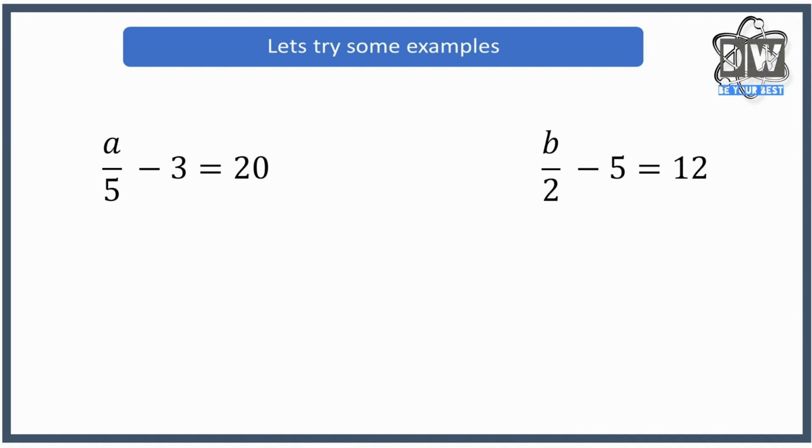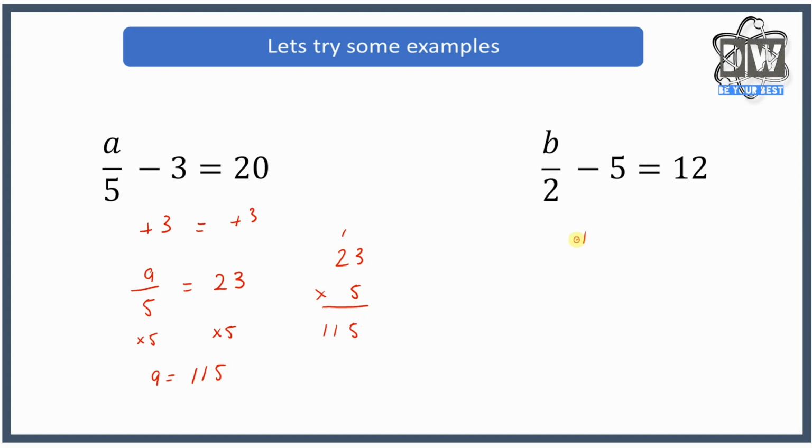Okay, so first thing we're going to do, we're going to add 3 to both sides. So we're going to end up with a over 5 equals 23. All right, what we're going to do here, we're going to times by 5. The opposite of divide is times. Now I'm going to need to do a little bit of old school mathematics here. So we've got 111. So A equals 111. All right. Okay, let's move over.